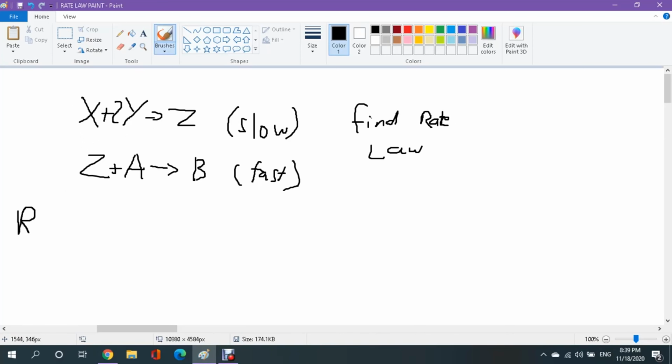So the rate law would be R equals K times X to the power of 1, because X's coefficient is 1, times Y to the power of 2, because Y's coefficient is 2. So the rate order with respect to X is 1, and the rate order with respect to Y is 2. So the total order of the reaction would be 1 plus 2, which is equal to 3.